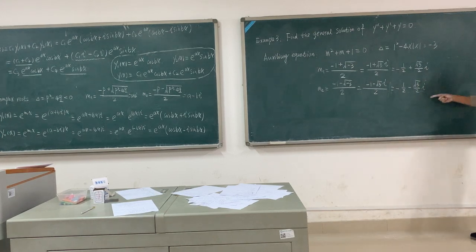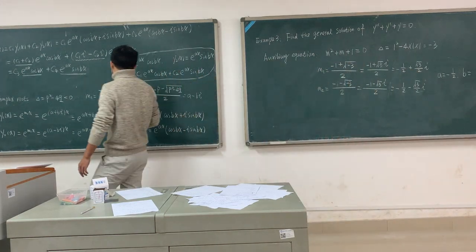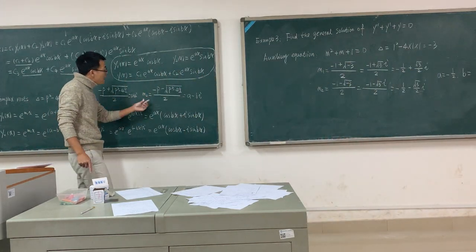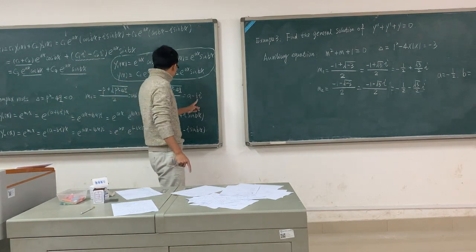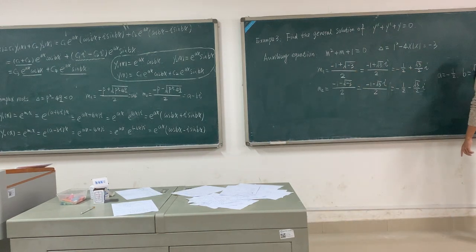So from here, tell me what's a, what's b? a is the real part, so minus half. b is square root 3 over 2. You can see the roots are a plus bi, a minus bi. So b should be square root 3 by 2. Yes. So here we have a, we have b.